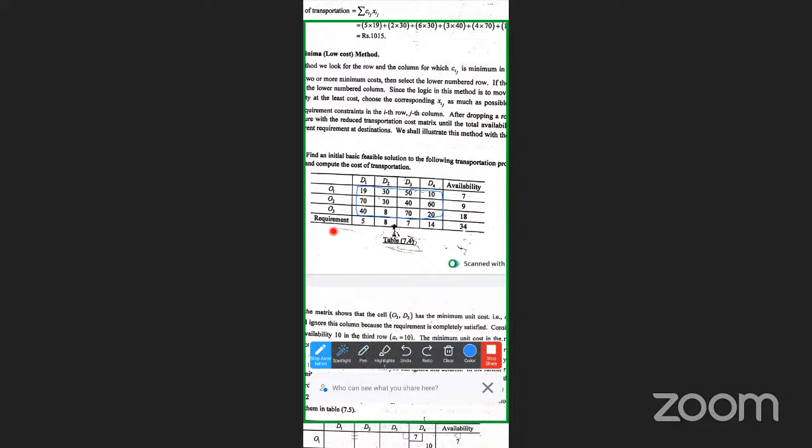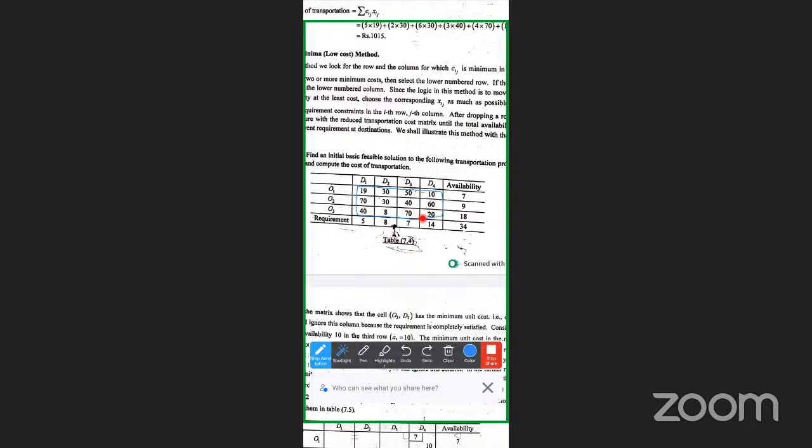In this, availability and requirement, first we have to verify whether the given transportation problem is balanced or unbalanced. How to verify? We count the number of requirements: 5 plus 8 plus 7 plus 14 is 34. And the availabilities: 7 plus 9 plus 18 equals 34. Requirements equal availabilities, therefore the given transportation problem is a balanced transportation problem.